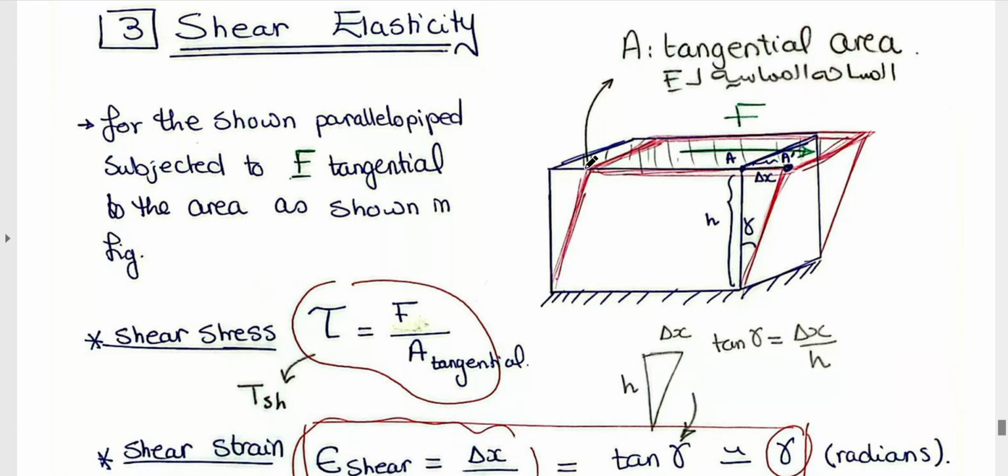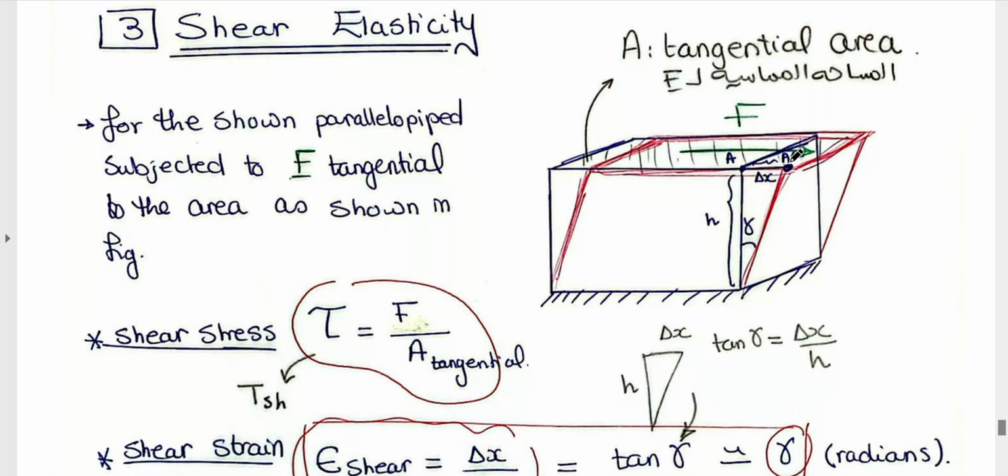Imagine that this upper area is shifted. Concentrate on this point A. It will be shifted to another point A dash. And this corner will be shifted to another point, similarly for this corner and this corner. And we redraw the red parallelepiped as shown in the figure. So what will happen if we apply tangential force? There will be a shift of the layers of the material.